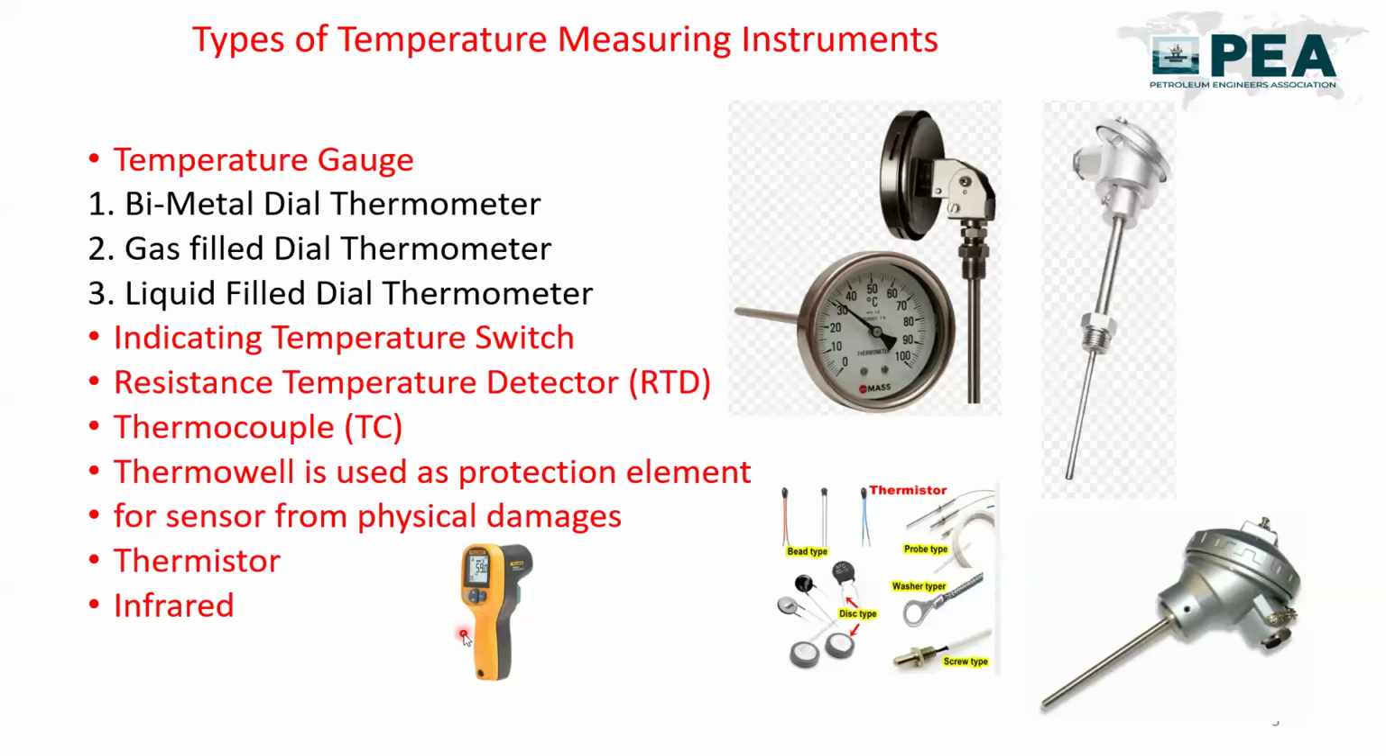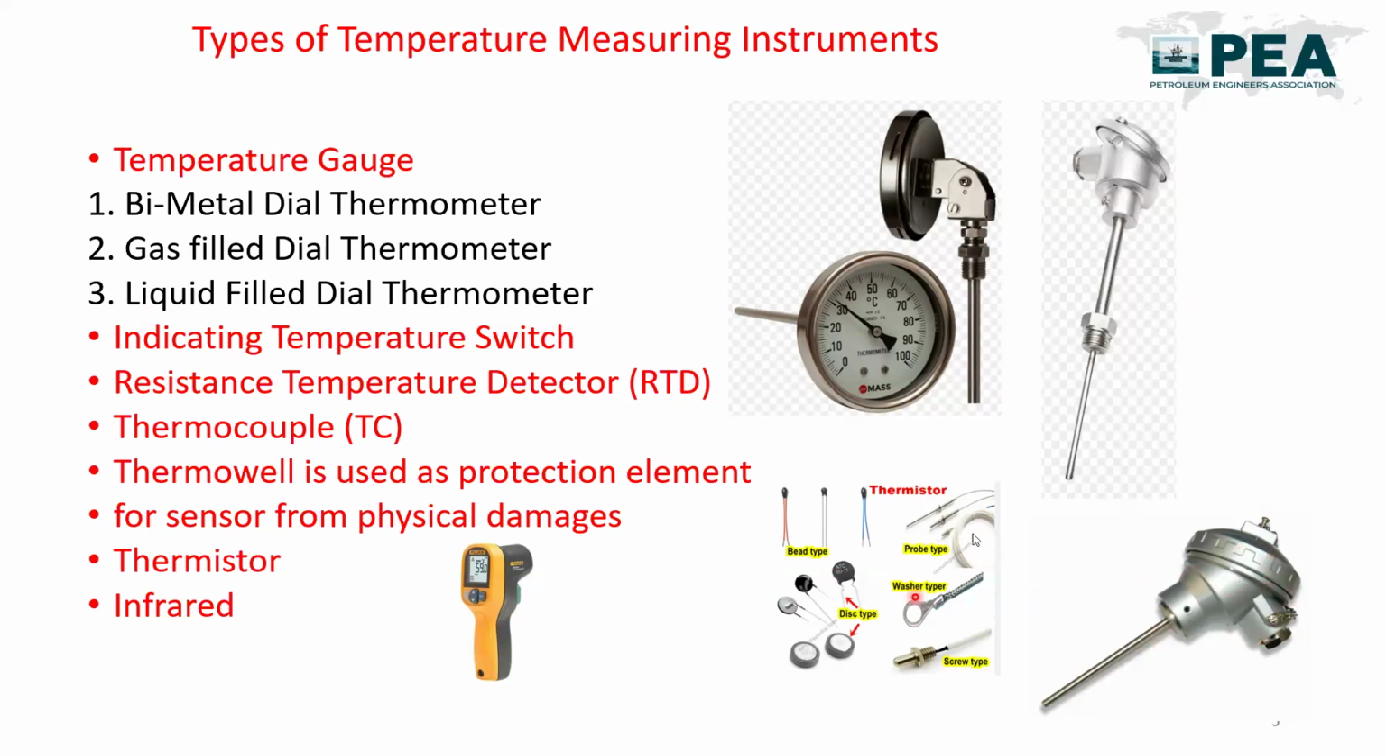Now we will come to the types of temperature measuring instruments which we are going to discuss. First, the temperature gauge. Most of you have seen at the commissioning site, project site, or in the design department what different instruments we use to measure temperature in the industry. There are three types of temperature gauge we will discuss. Then indicating temperature switches. Then after that, RTD.